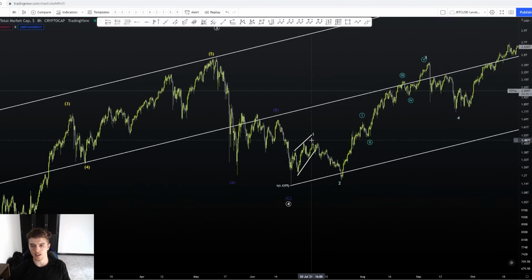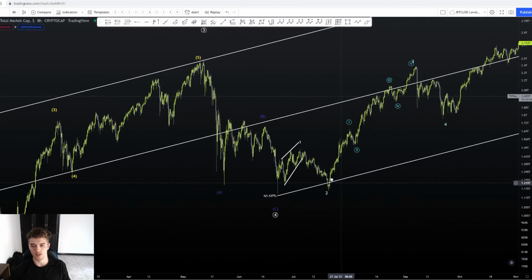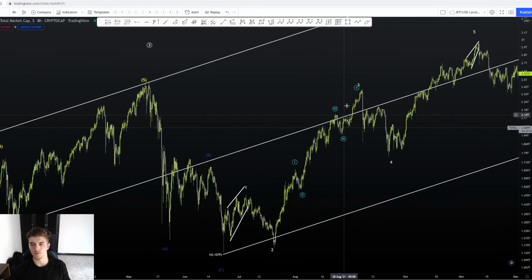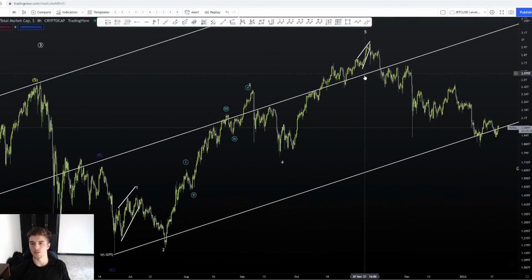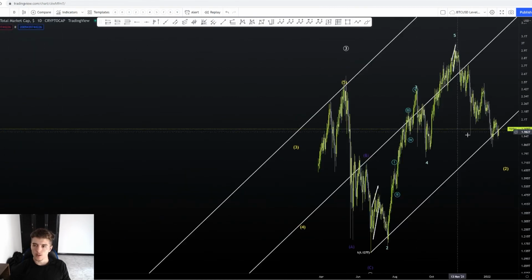which we could actually count as a wave 1 for a leading diagonal on this chart, unlike on Bitcoin. Down for wave 2, up for wave 3, for 1, 2, 3, 4, 5, down for 4, up for 5, which ended around, on Bitcoin, 69K, on this chart about 2.97 trillion. Let's zoom out a little bit.